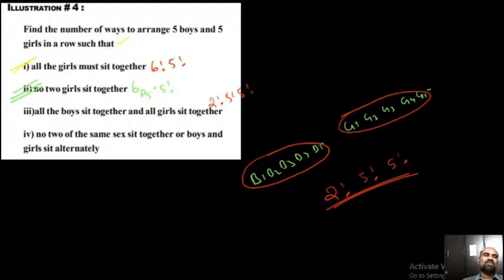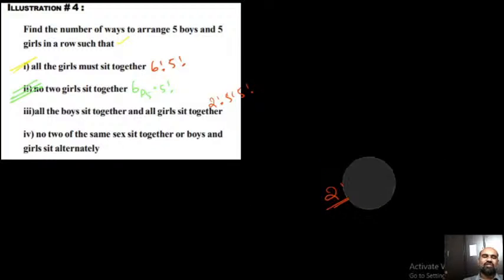Therefore, all girls and all boys sit together, the answer is 2 factorial into 5 factorial into 5 factorial. But how to write the steps, that is the important thing. So, all girls are taken as 1 unit, all boys are taken as 1 unit. These 2 units themselves can arrange in 2 factorial ways. Next step, boys can change their places themselves in 5 factorial ways, girls can change their places in 5 factorial ways. Therefore, the required number of permutations is equal to 2 factorial into 5 factorial into 5 factorial. Okay.